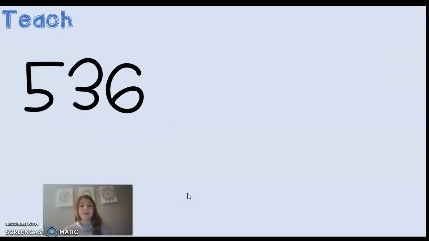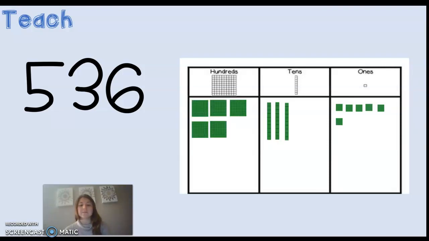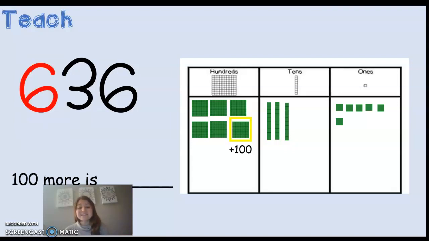Now we're going to do another one. We're going to start with 536. And now we're going to find 100 more. Now if we're finding 100 more, I'm adding 100. I no longer have 500s. I have 600s. So 100 more than 536 is 636.